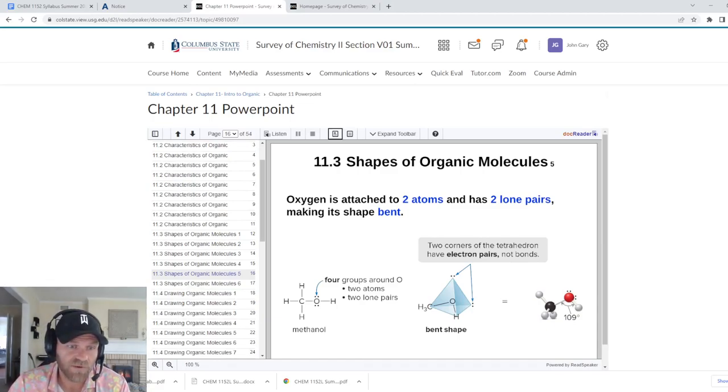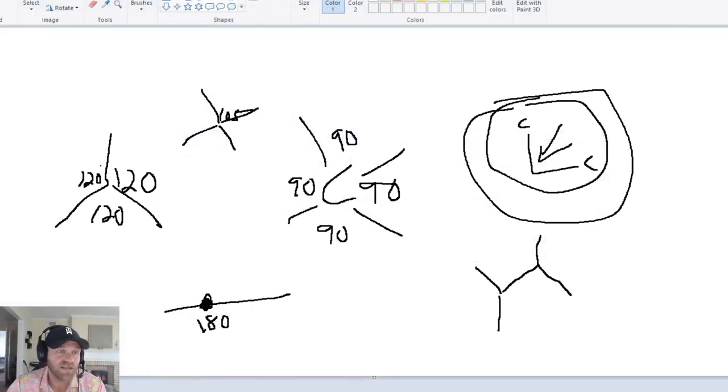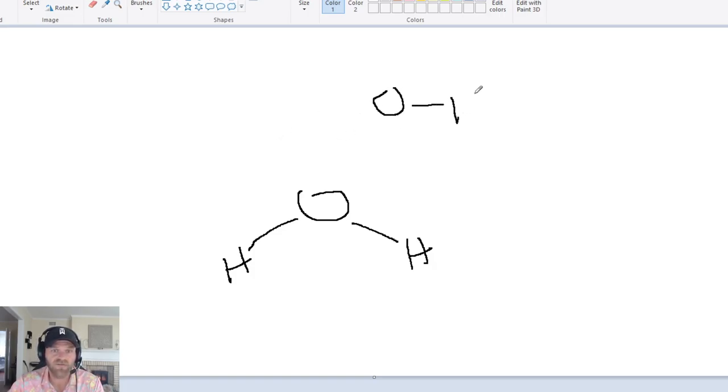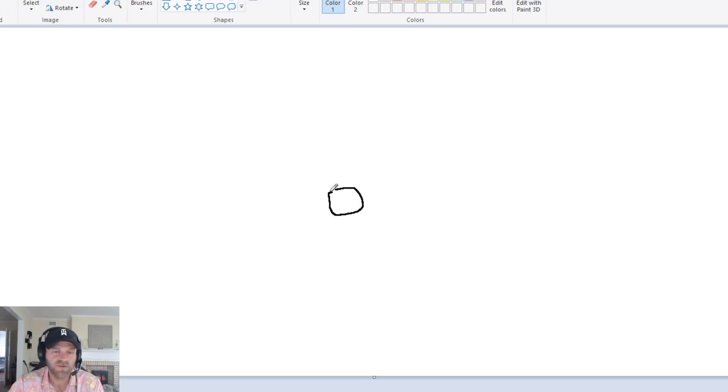So let me go back to Paint real quick just to explain this concept. Let's do a new one. Don't save. Okay, let's take water, for example. Water is H2O. All right, and I draw it like this. If this was just the two hydrogens, then I would draw it in a linear fashion like I just showed you with that other molecule, right? And the angle would be 180. But oxygen has lone electrons. It has two lone pairs of electrons. So it ends up doing this right here.